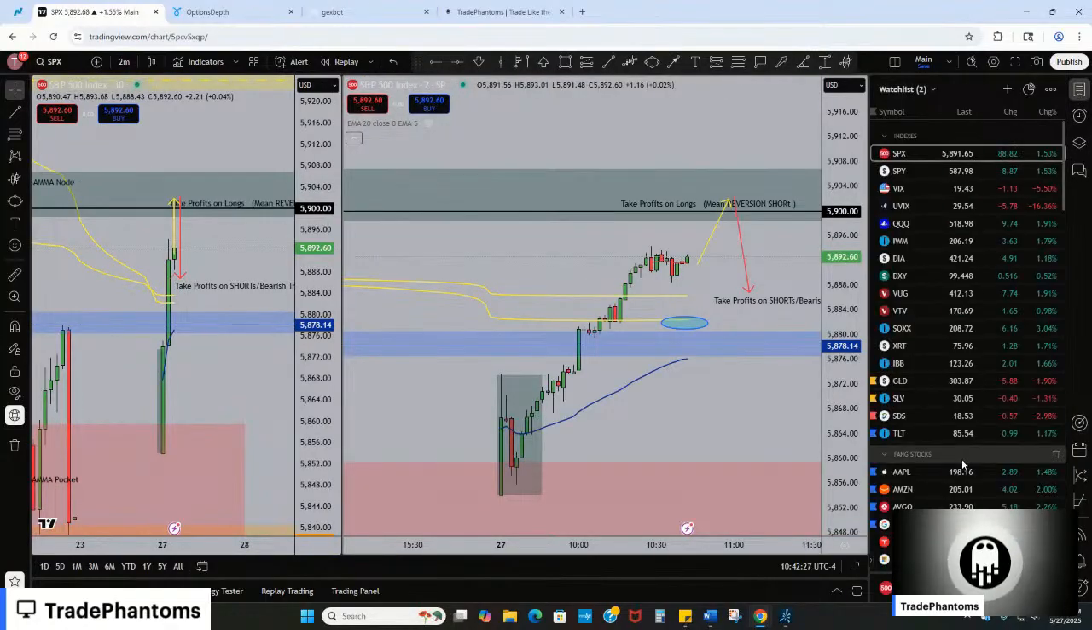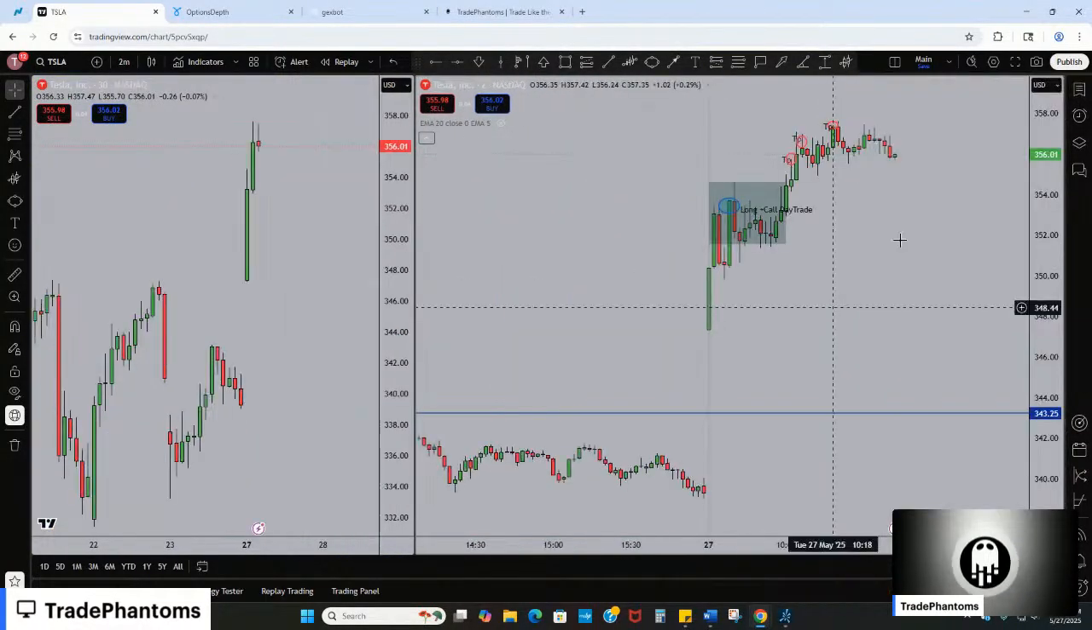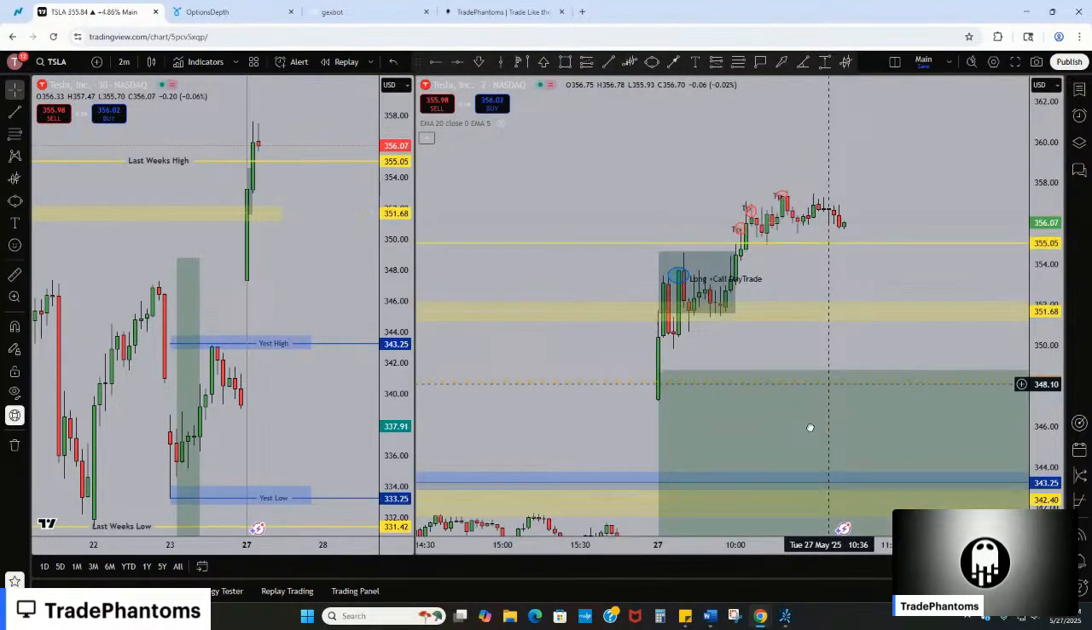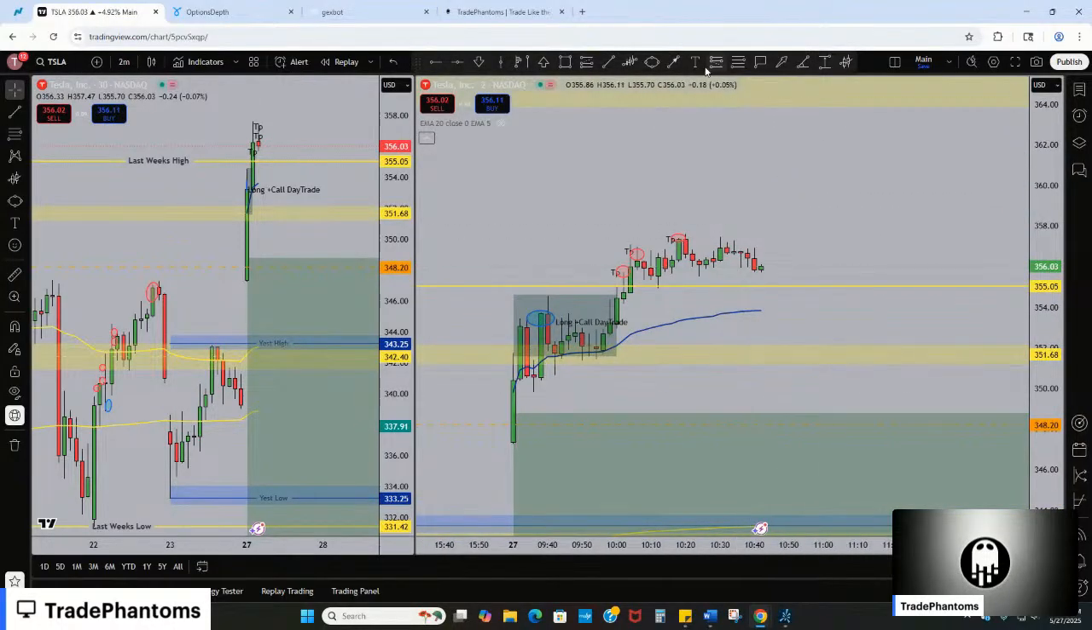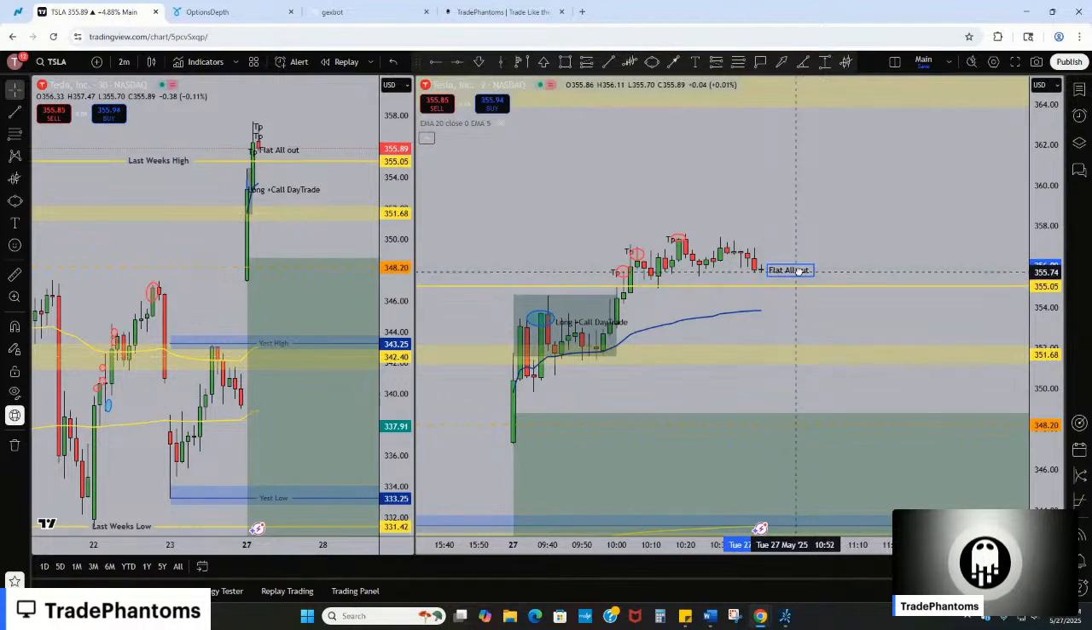That was Tesla, me flattening out here, just for the record. If you're still in some, I'm flat now, meaning out. It can still pop there, but I'm just controlling my exposure, at least for right now.